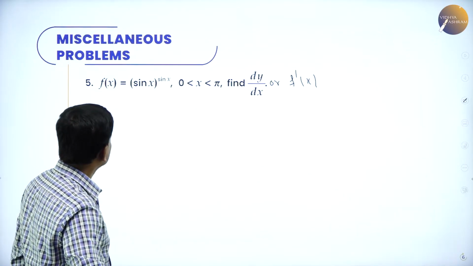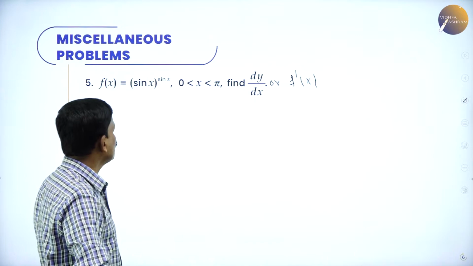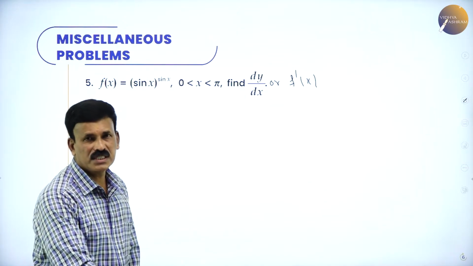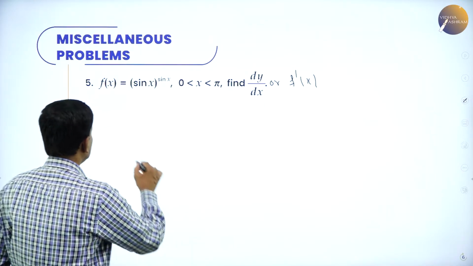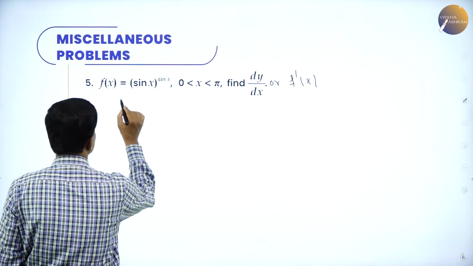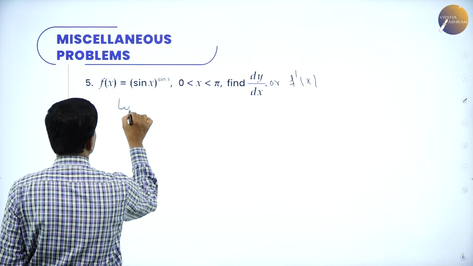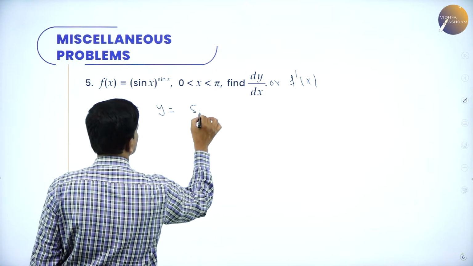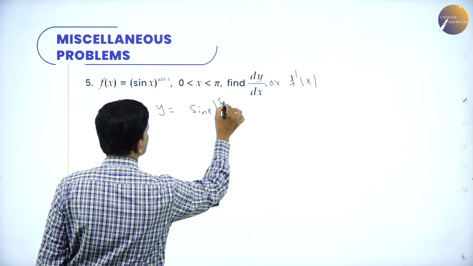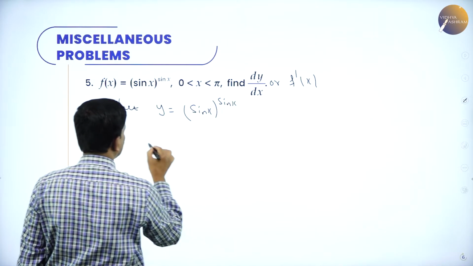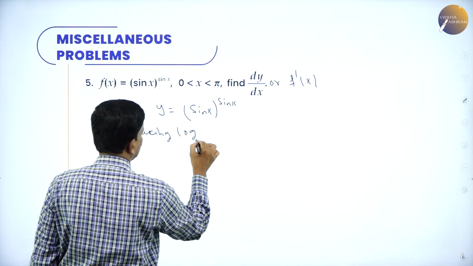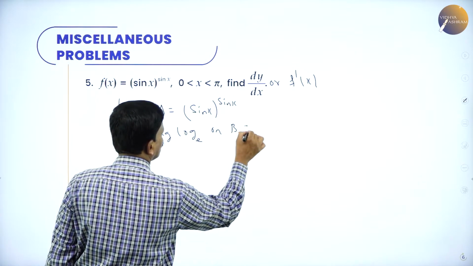Let us come to the next problem. f of x is equal to sin x to the power of sin x, where 0 is less than x less than 5. Find dy by dx or f dash x. This is again logarithmic differentiation. Now let us consider this f of x as y. Let y is equal to sin x to the power of sin x. Now taking log on both sides, taking log to base c on both sides.